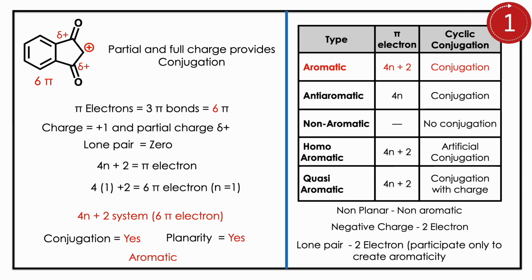So 3 pi bonds, 6 pi electrons, lone pair is 0, charge doesn't contribute. So totally 6 pi electrons, which is 4n plus 2 system with n equals 1. Conjugation promoted by partial and full charges. Planarity definitely there because all are sp2 carbons. So 4n plus 2, conjugation, planar means aromatic system.